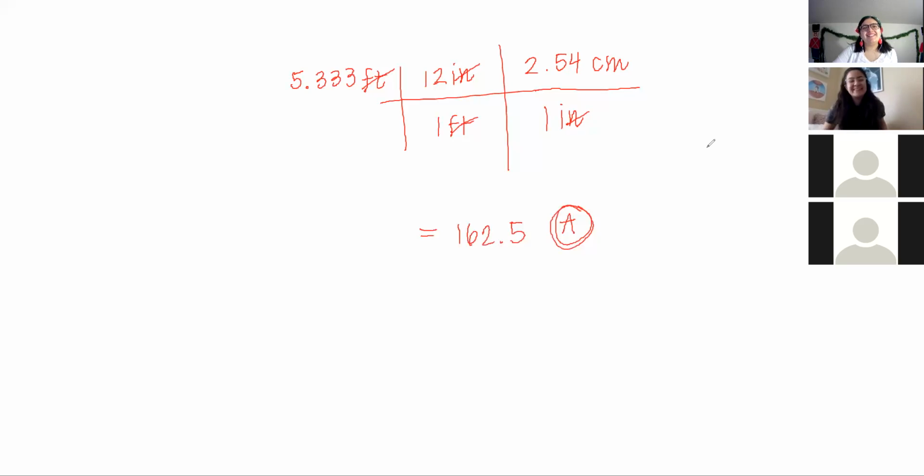Would significant figures matter, or would the question specifically state that? The question will specifically let you know what to use. So if they don't ask for significant figures, just try to pick the one that's closest to the answer you actually get.